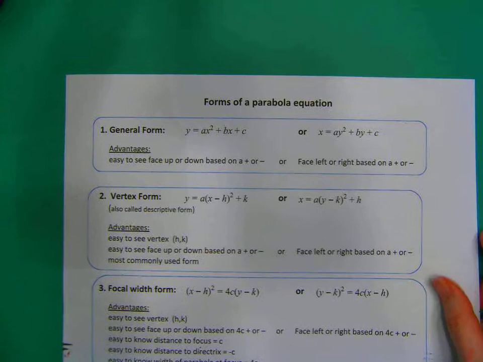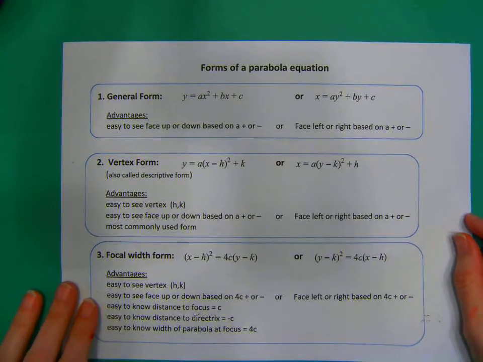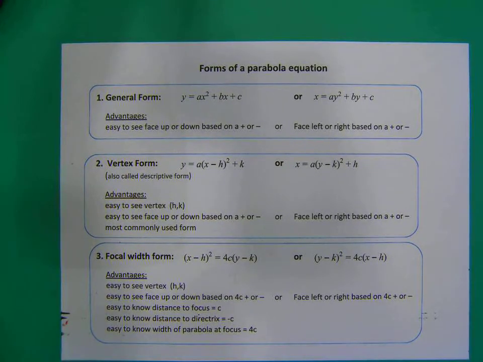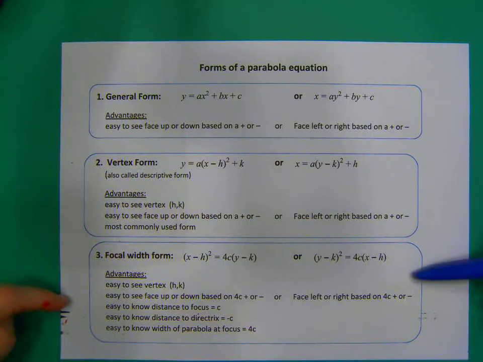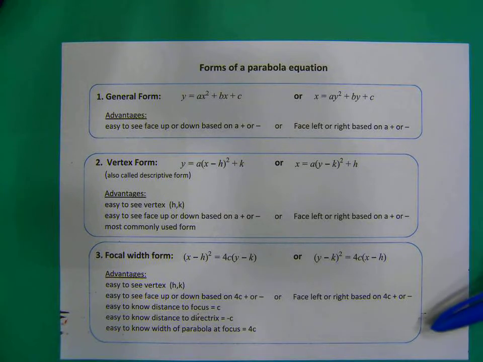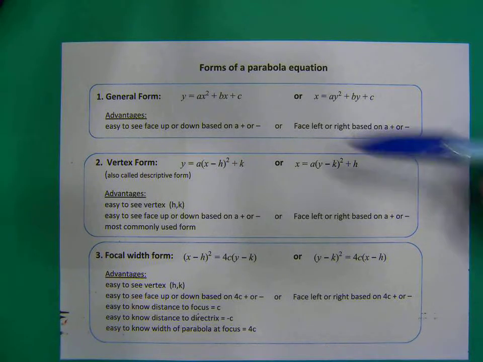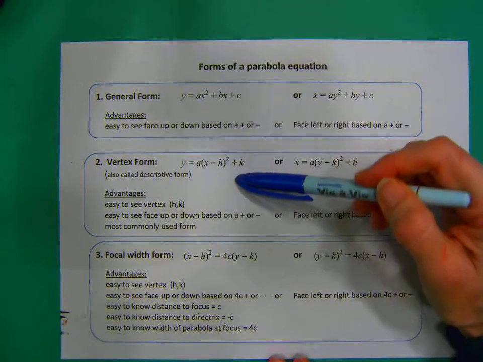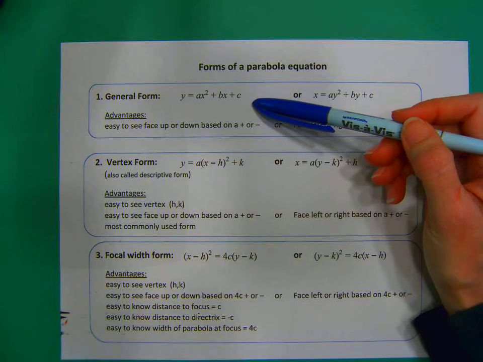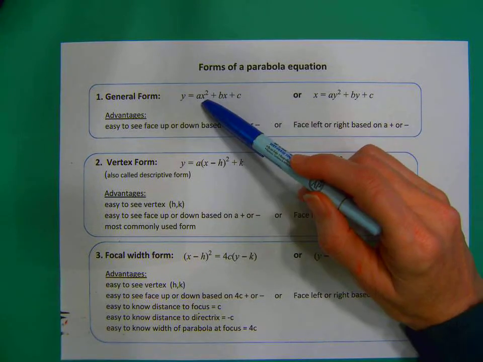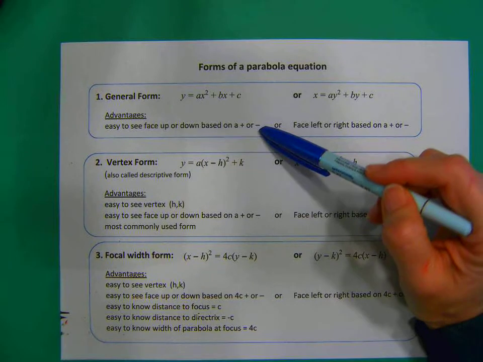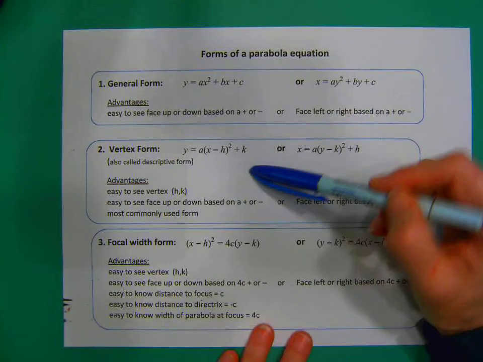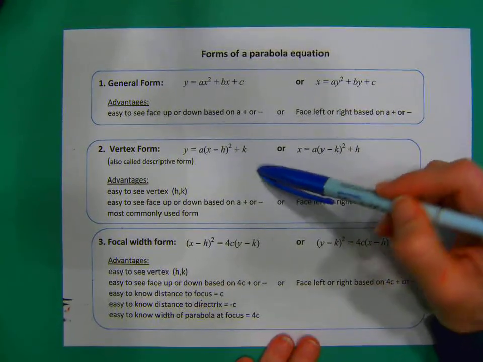So let me just show you. This worksheet is in Google Drive, and it goes through the 3 possible forms. Remember, one of our focuses for this unit is for students to be able to fluidly move from form to form, to be able to see things that they're interested in. When you get something in general form, there's not really much you can see. I can know that if A is positive, it's facing up, and if A is negative, it's facing down. That's about it.